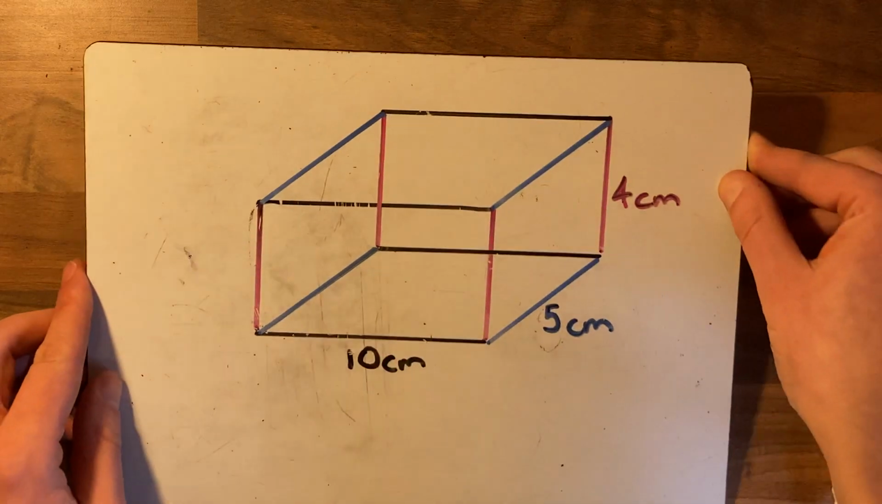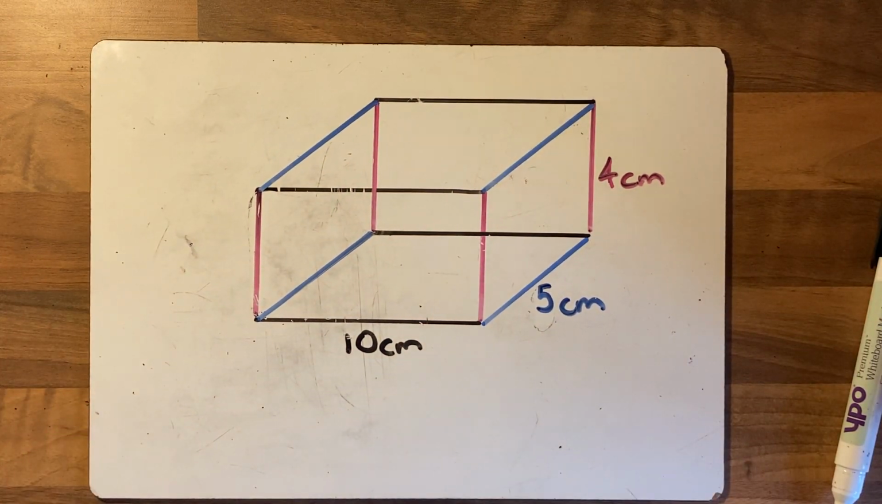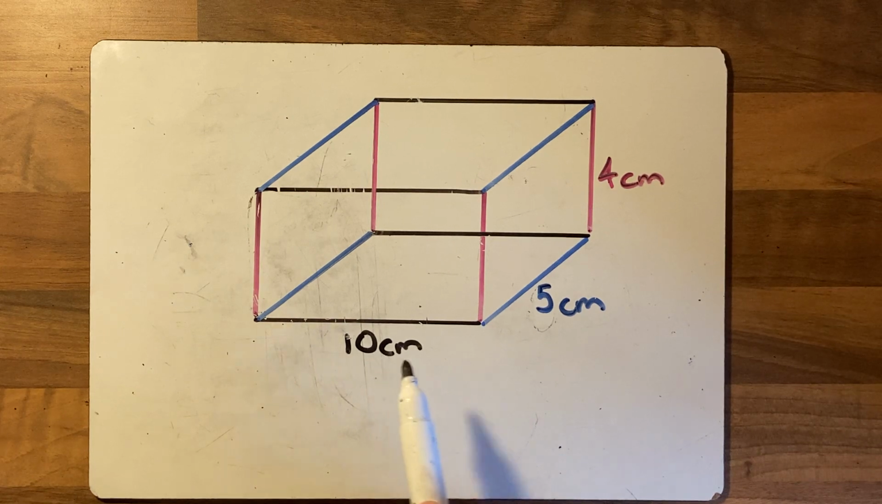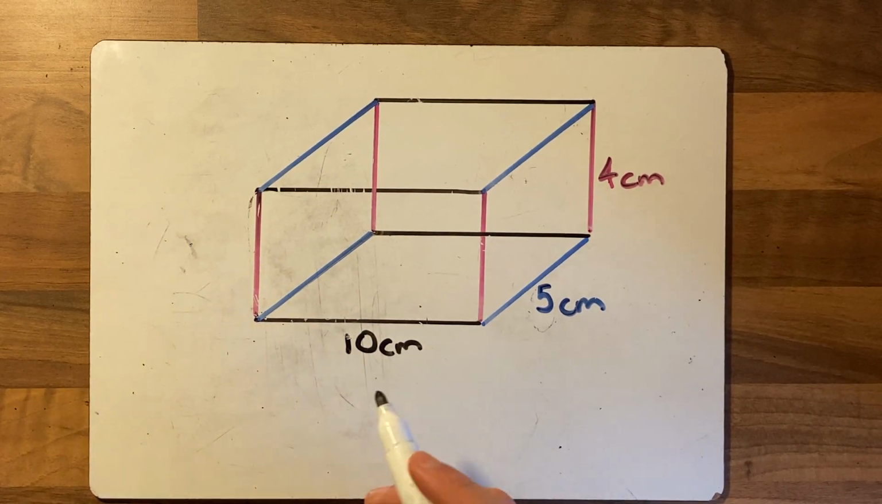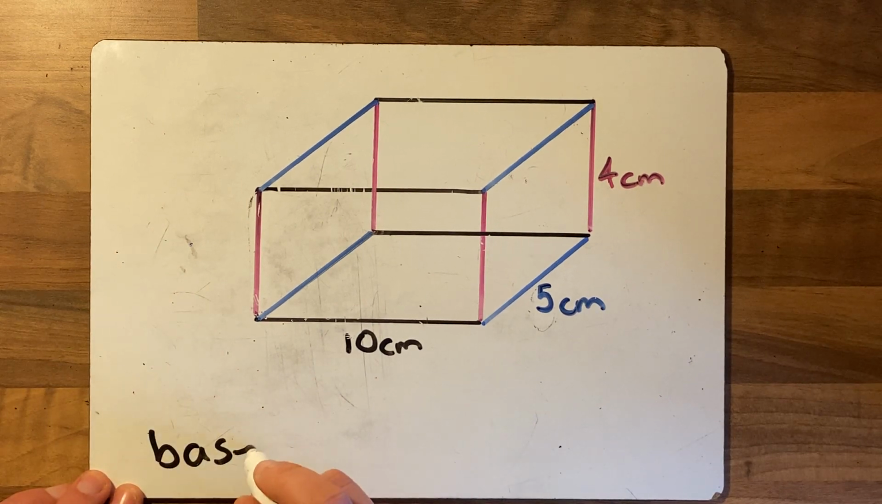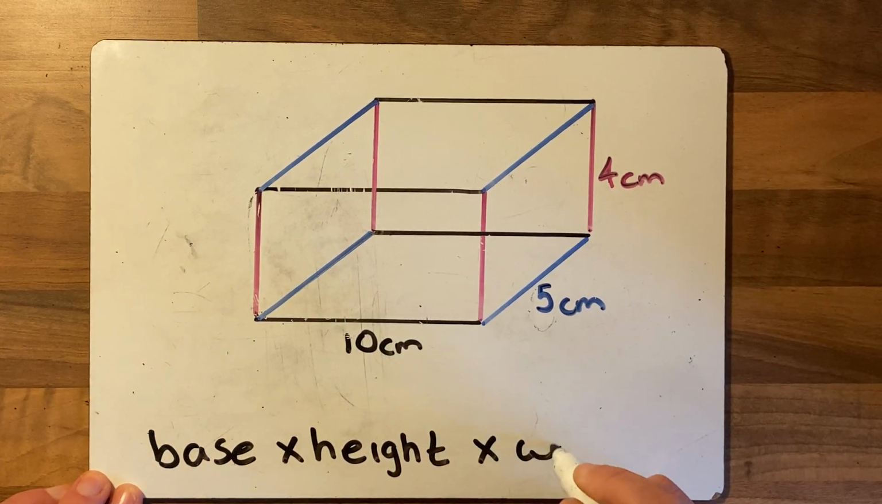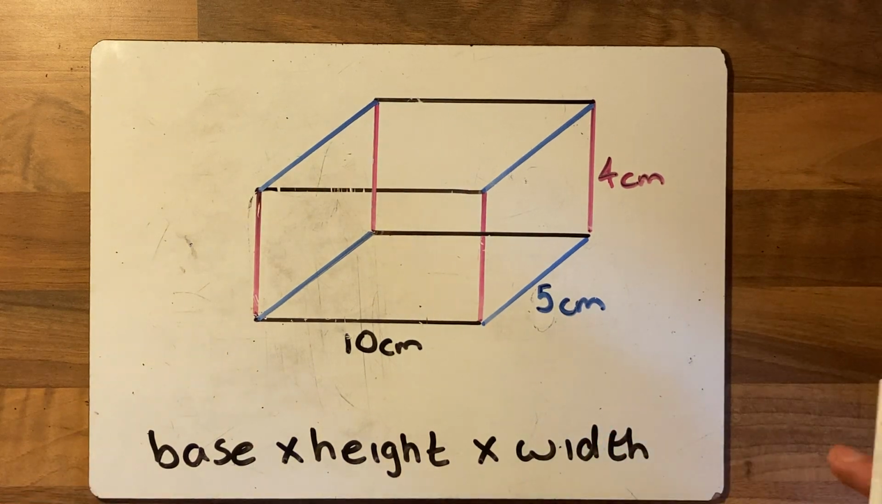So if we were to move on and have a look at another shape. Now this is much more close to the type of question you would have been given. So if we are to look at this, the base, again, is the same formula. Base times by height times by width. Now I've done these in different colours.